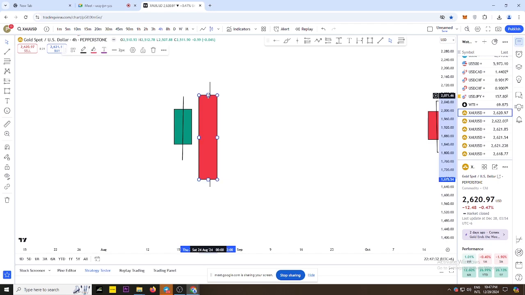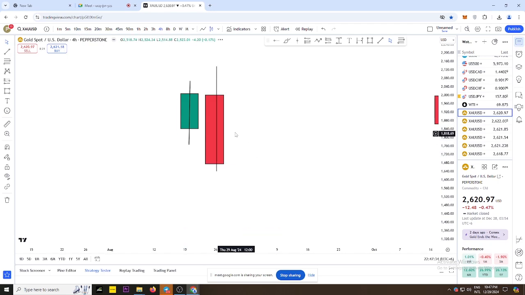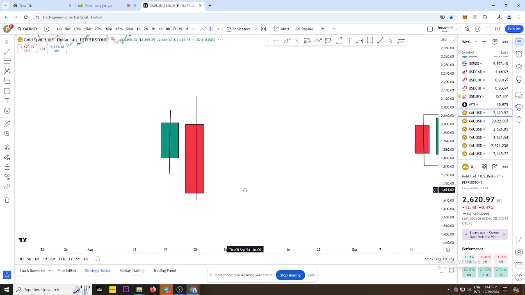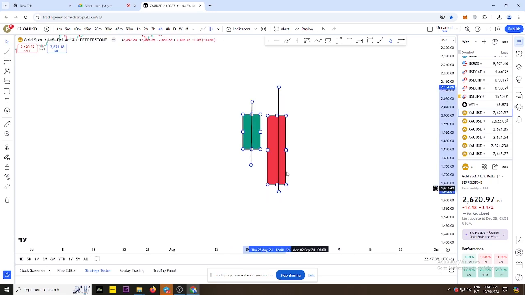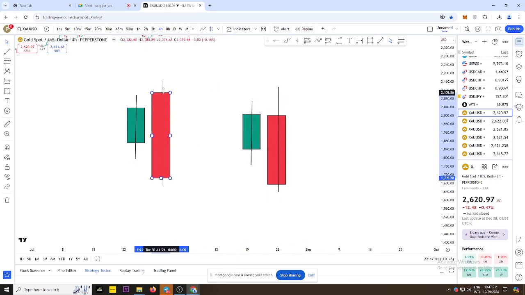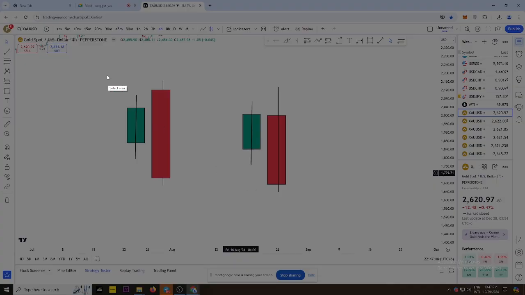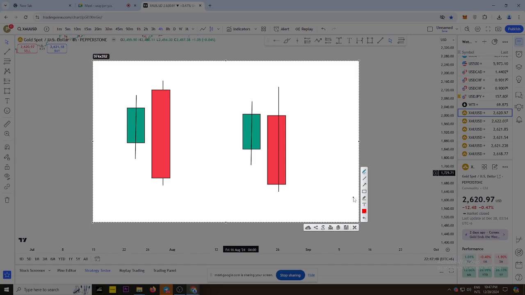What I mean by that, let me give you a better reference. From your previous knowledge, out of these two scenarios, scenario number one and scenario number two, which one is the perfect engulfing from your existing knowledge? Forget about whatever I taught you.